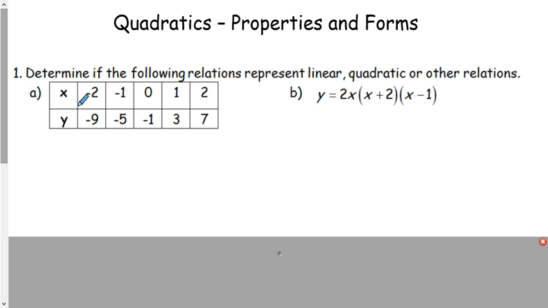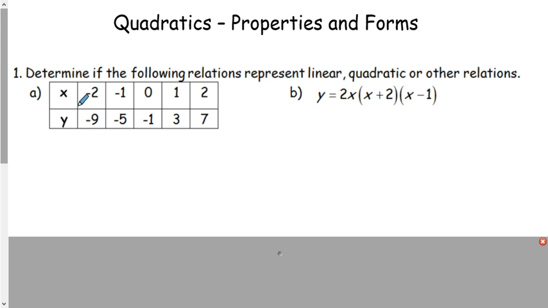First one, determine if the following relations represent linear, quadratic, or other relations. So really we're looking for the degree of these things. We know that a second degree quadratic, that's something that's got its biggest term as a squared term. That would be a quadratic. Things that have a degree of 1 are linear, and higher than a degree of 2, like a degree of 3, 4, 5, we get into funkier looking relations.